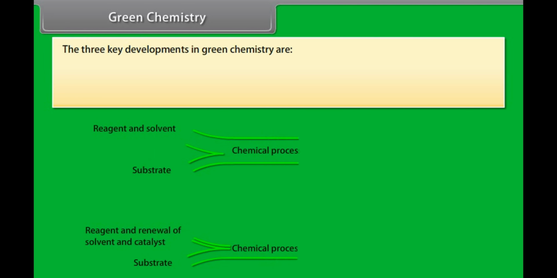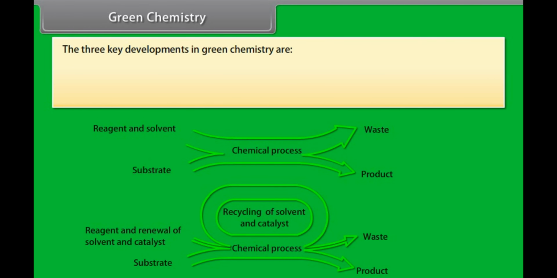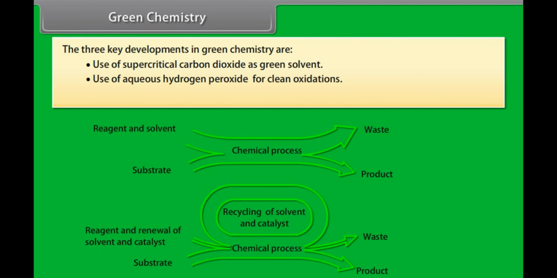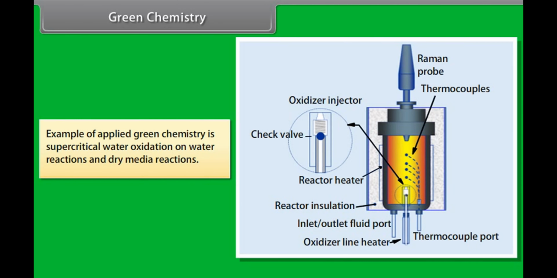The three key developments in green chemistry are: use of supercritical carbon dioxide as green solvent, use of aqueous hydrogen peroxide for clean oxidations, use of hydrogen in asymmetric synthesis. Examples of applied green chemistry are supercritical water oxidation, on water reactions and dry media reactions.